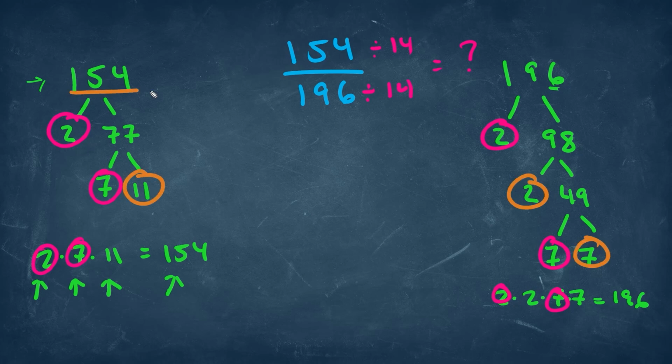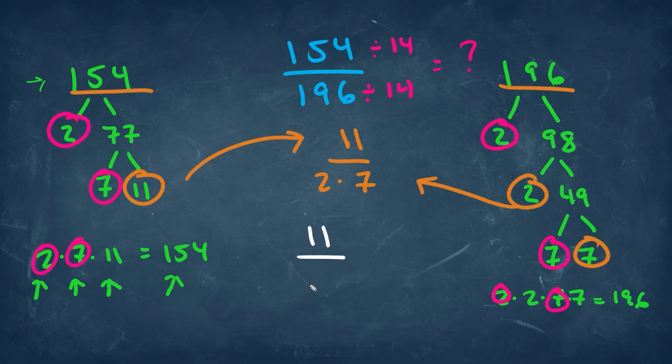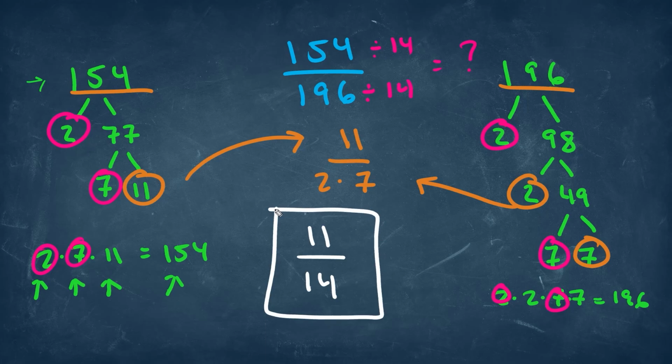Since the 154 is on the top, it's the numerator, we take the leftover part, which is 11. 196 is the denominator, meaning the number on the bottom, and we have both a 2 and a 7. We multiply that 2 and 7 on the bottom, we'd have 14, and with those leftover parts, this would simplify to 11 over 14. So let's do another example so we can show off this trick.